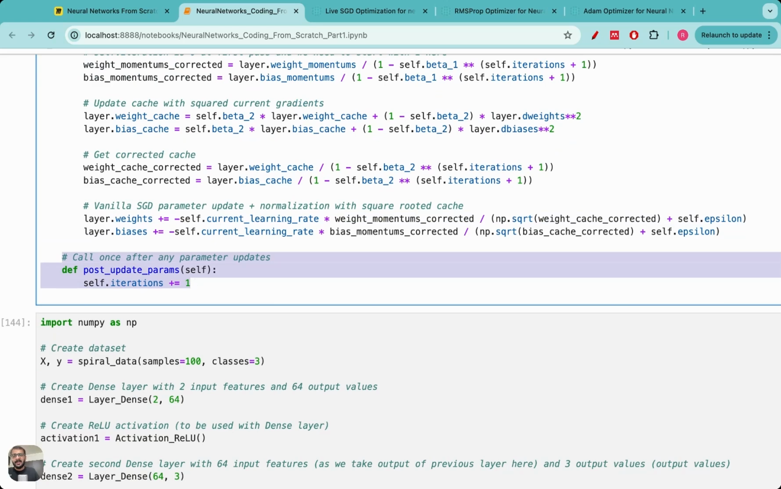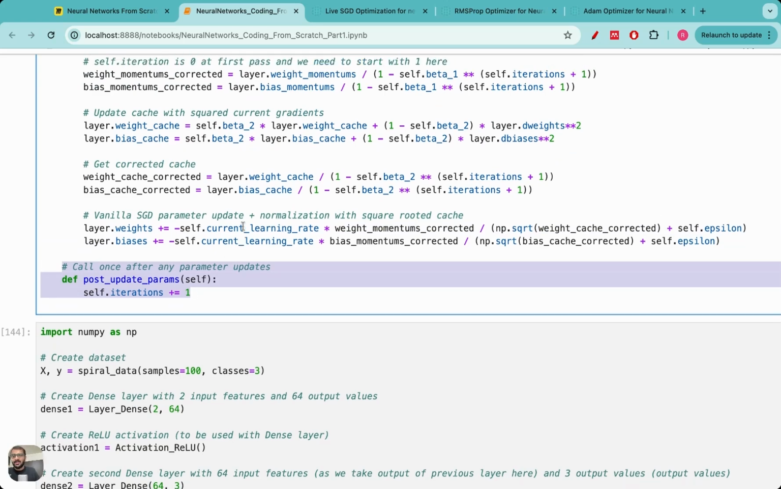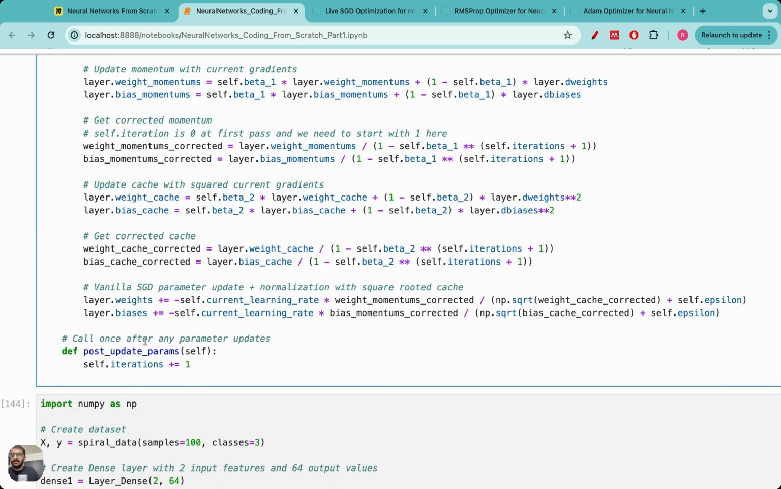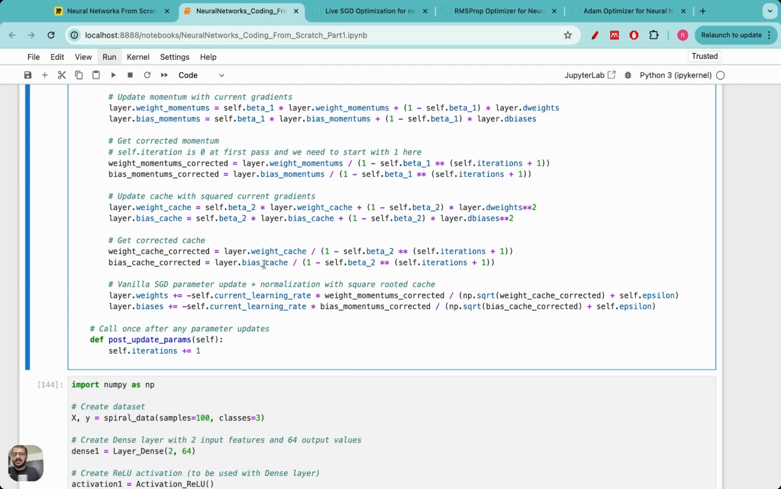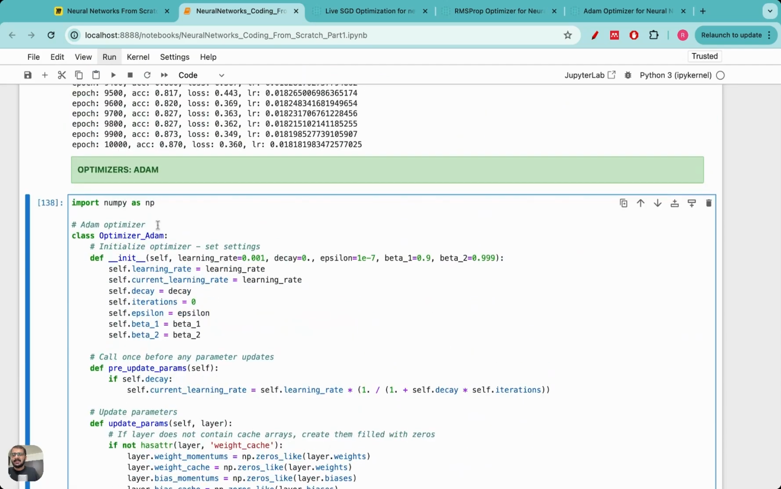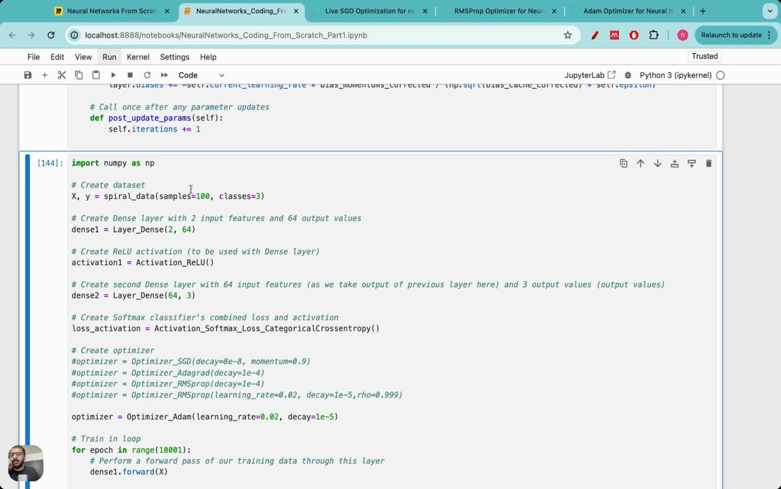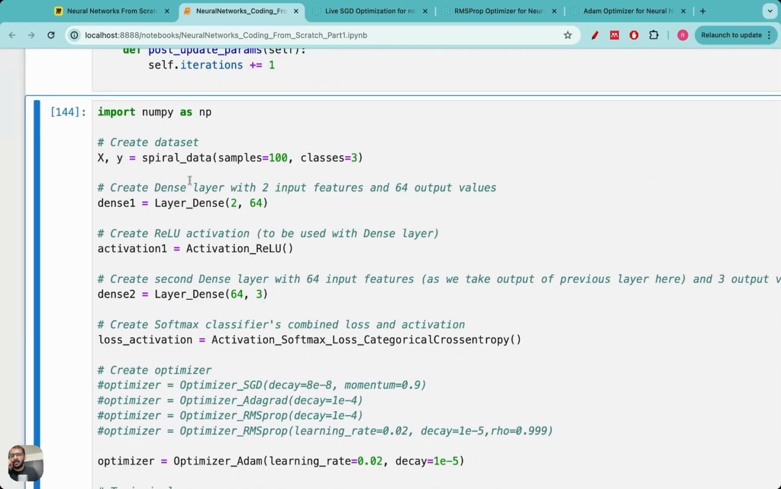After we update the parameters, we need to increase the iterations, because remember that the next iteration step size depends on the number of iterations. Alpha is equal to alpha naught divided by 1 plus dk into t. So we definitely need to keep track of the number of iterations we are currently on, and that's why we need to call the post update params. So now this is the Adam optimizer class and I'm just going to run it. Okay, this has been run and now I am going to implement this class on the neural network.